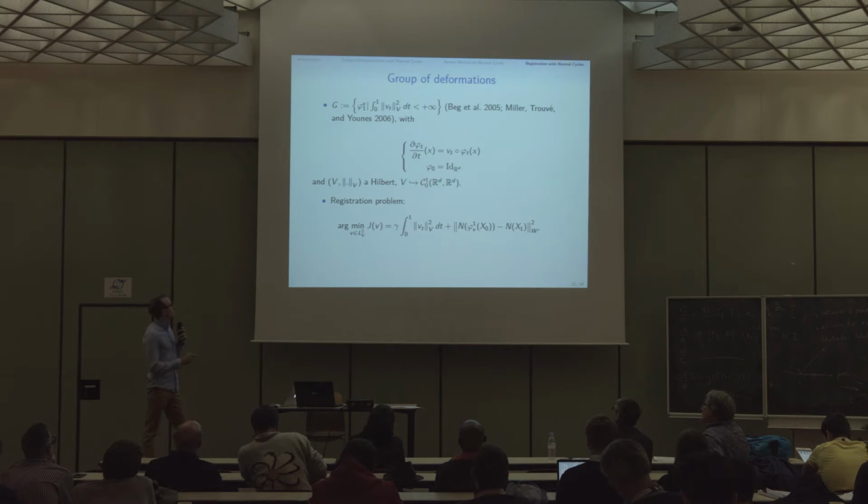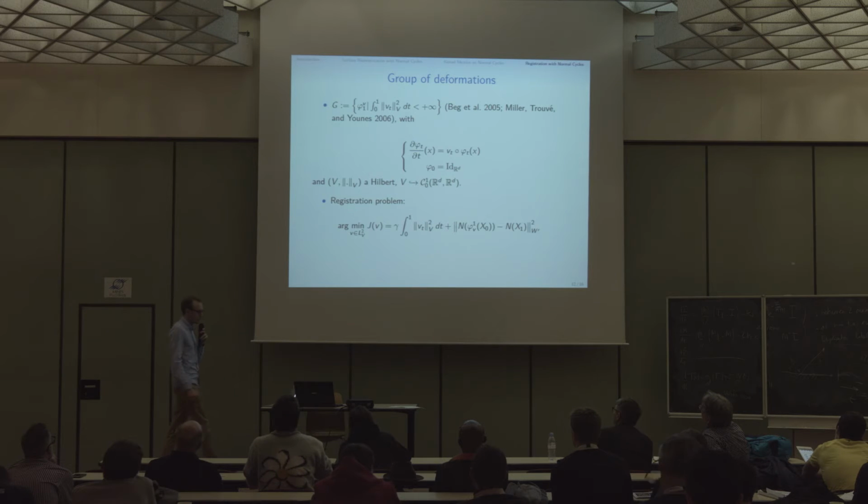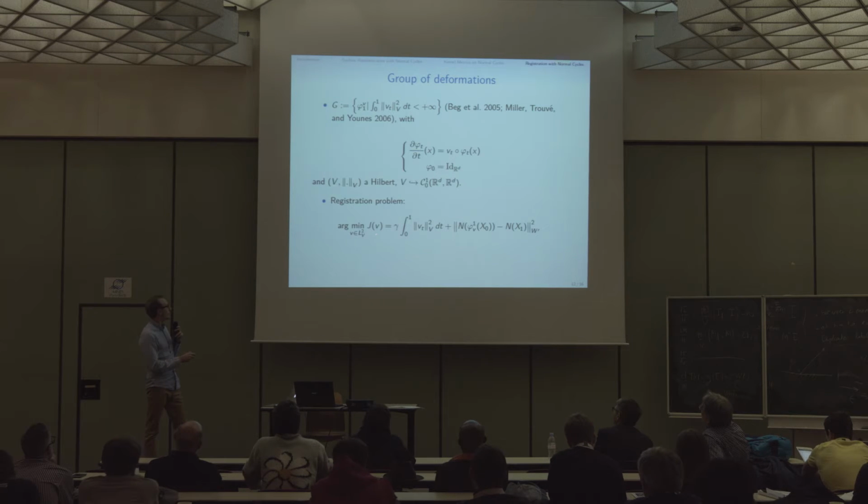So this has already been explained this morning, but quickly, we consider a group of deformations that is obtained through integration of a time-varying vector field with finite energy. And the variational problem that I showed you in the first slide can be rewritten in the following way. We want to minimize the functional that is the energy associated with the deformation, and the data attachment term that will be the kernel metrics on normal cycles.